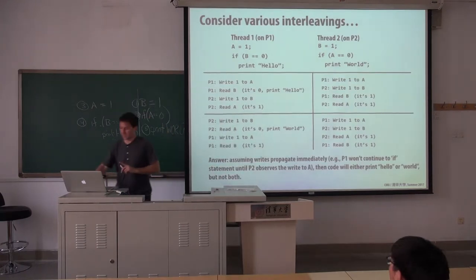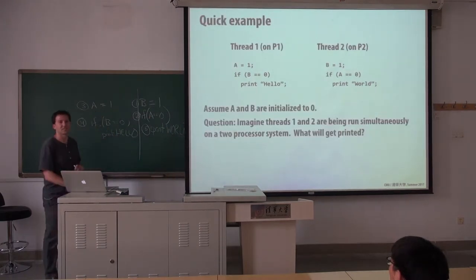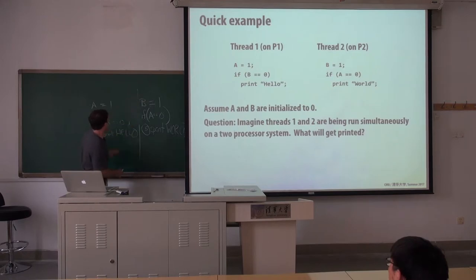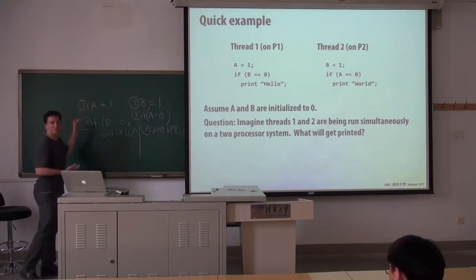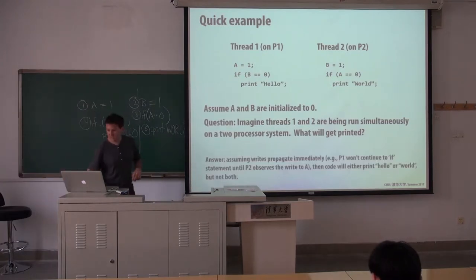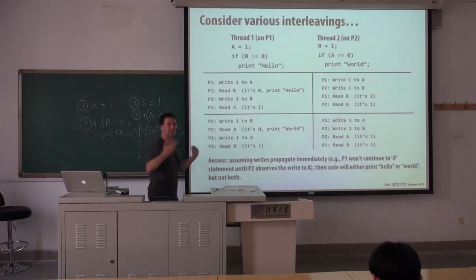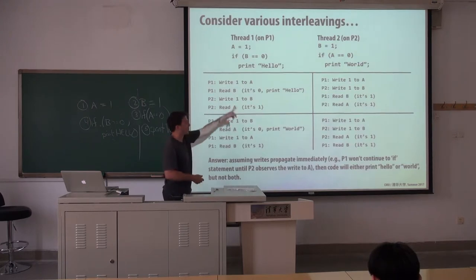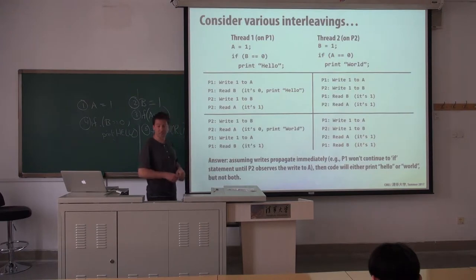How can you print nothing? It's also possible to print nothing, right? Which would be maybe 1, 2, 3, 4, right? So it's also possible to print nothing. So if we're trying to think of what order did things happen, well, I gave you 4 possible orderings here, and you came up with all of these.